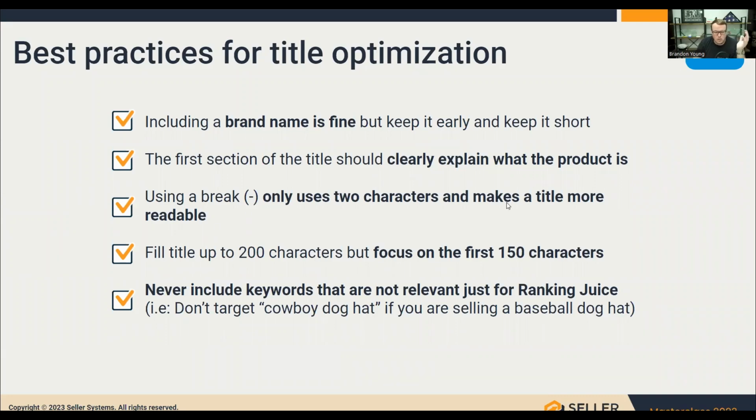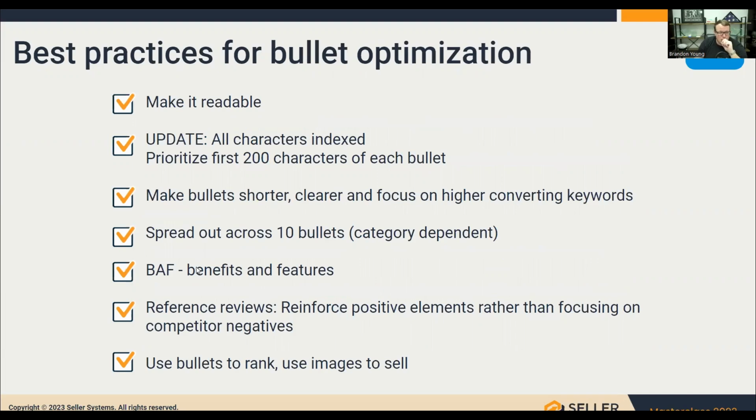Using a break only uses 2 characters and makes it a little bit more readable. This is also to isolate keywords and phrases. Fill the title up to 200 characters, but focus on the first 150 like we discussed. Remember, after 150 characters, the indexing value goes way down in the title. Never include keywords that are relevant just for ranking juice. So don't target cowboy dog hat if you're selling a baseball dog hat, for example. You wouldn't want to do that. It's not going to help you. You're not going to perform, and you're just wasting that real estate.